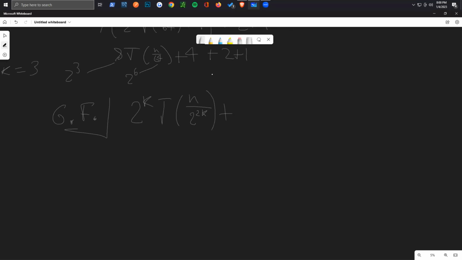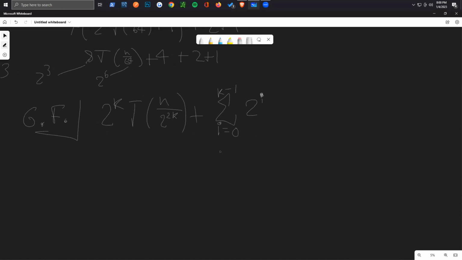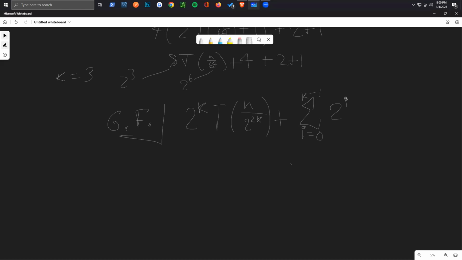Then we have a summation. We know it's bounded by the top of k minus 1, since right here, 3 minus 1 is 2. And we start at 0 because that was the first term. The only way you can get a 1, if you're doing exponents, unless it's just 1 or -1 or whatever, is just doing it to the power of 0. So you start off at 0. And now here we're going to have a 2 to the power of i. So this is our summation, right? So this is the general form that we have right now.